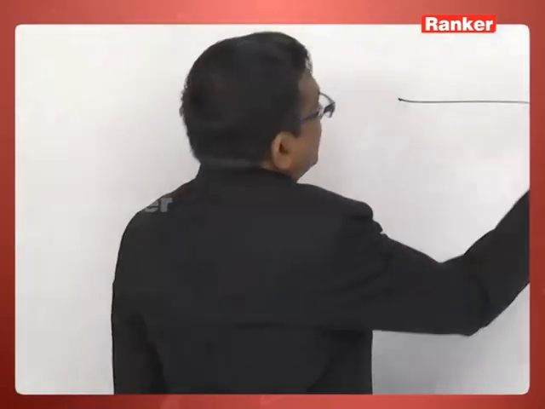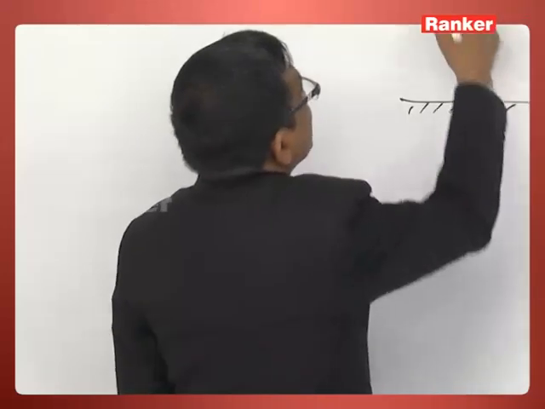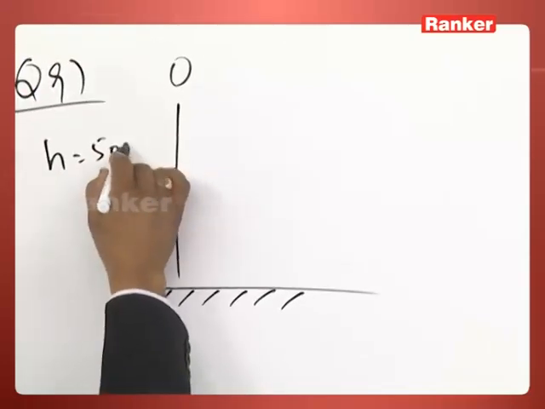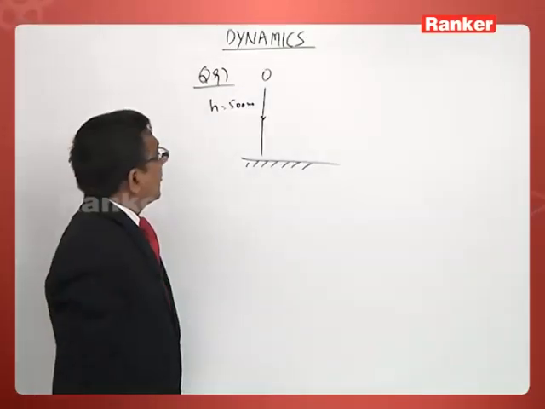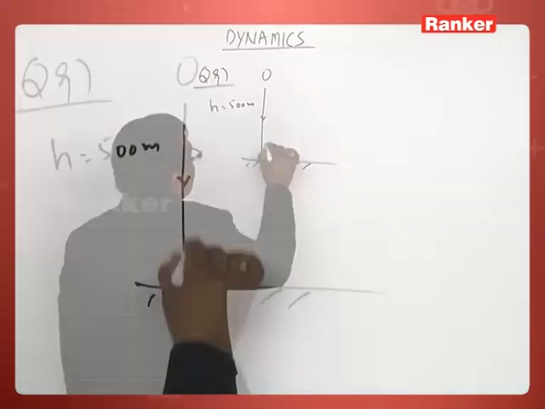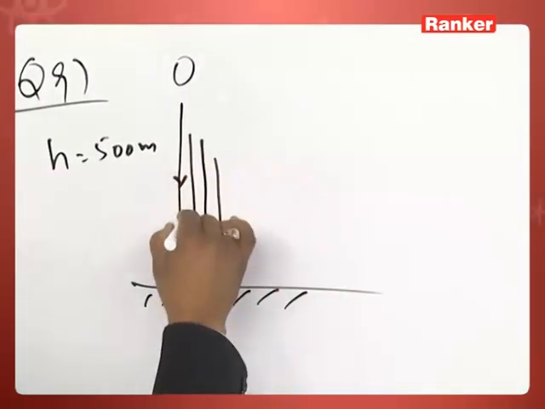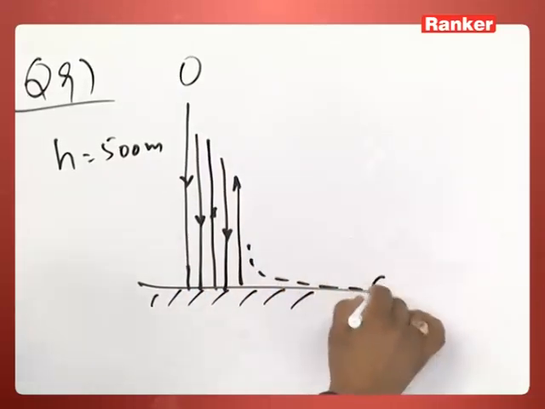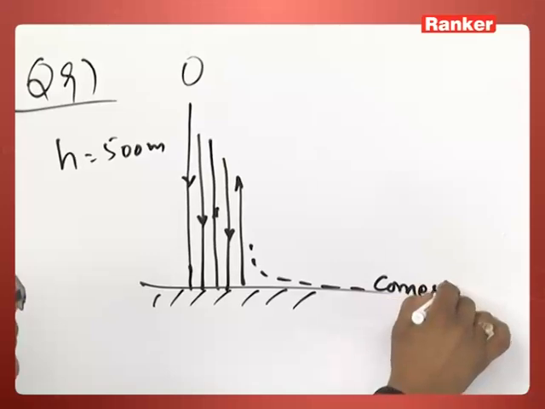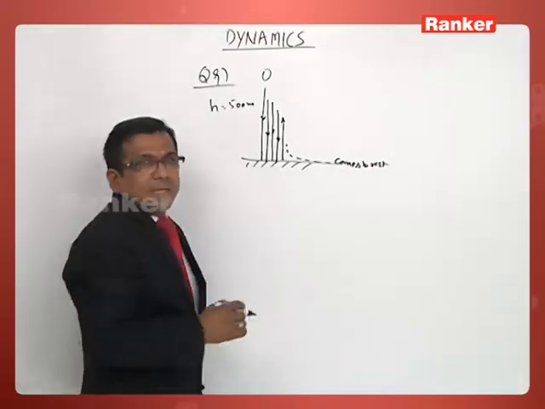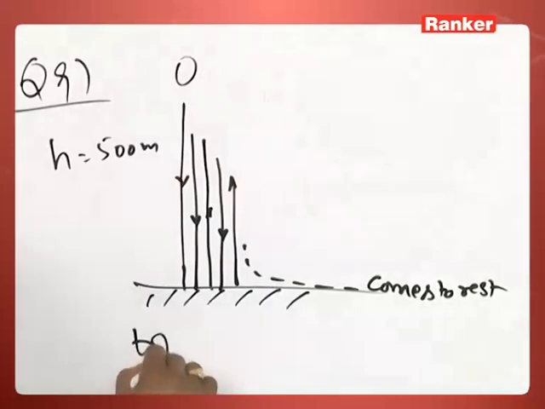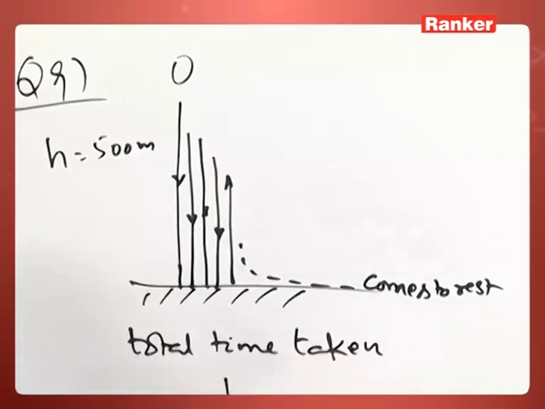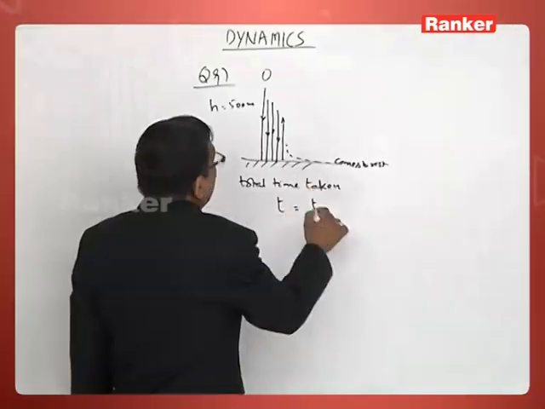If you see this problem, the floor is at rest, and a ball is dropped from some height. That height is given as 500 meters in the problem. Then it rebounds, again falls, again rebounds, again falls, rebounds. Like that slowly it comes to rest. Then what is the total time? Here there is a formula for the total time taken. That formula you have to remember directly.